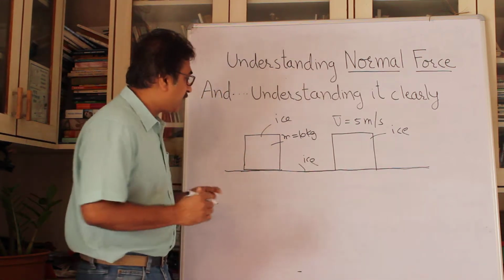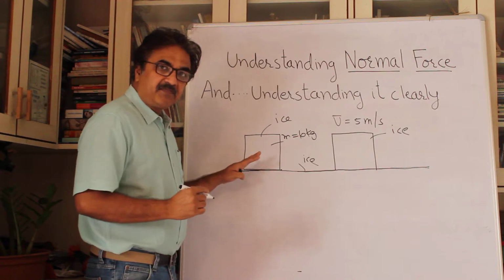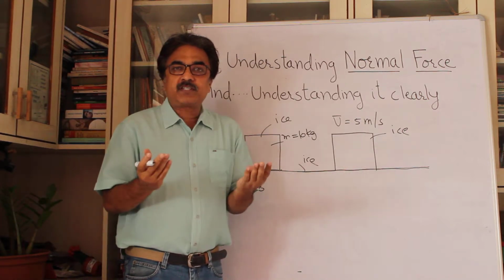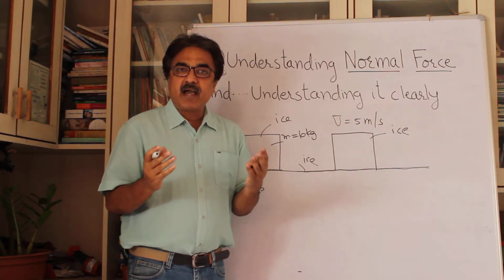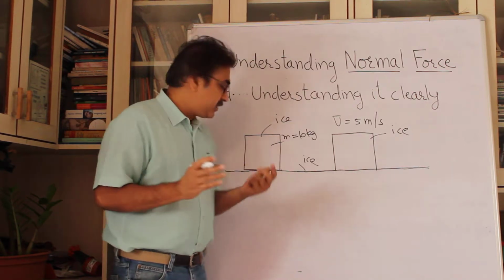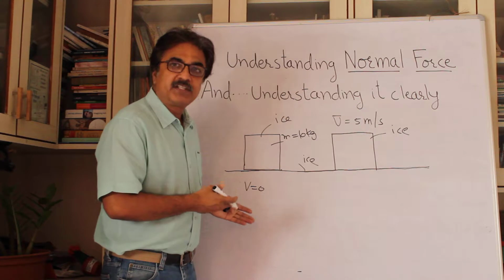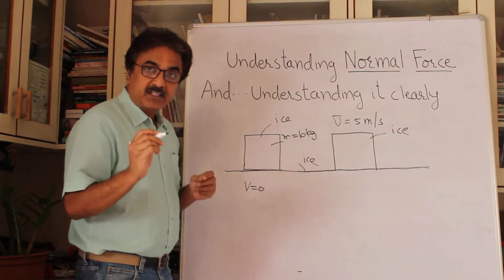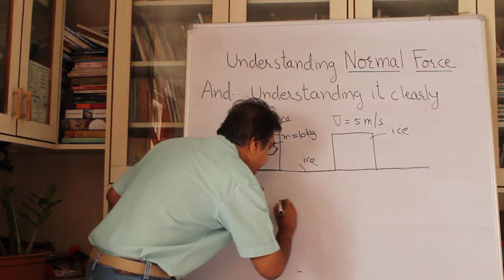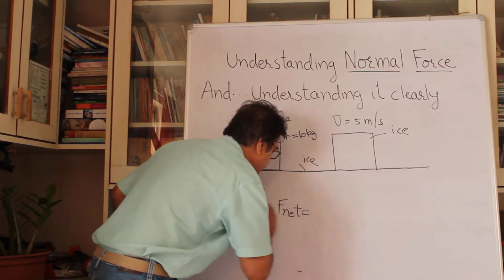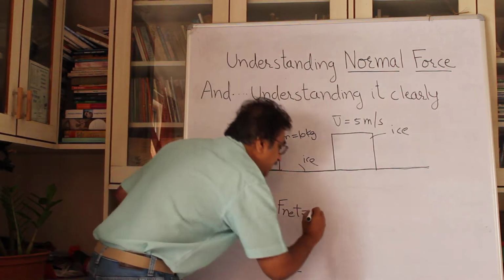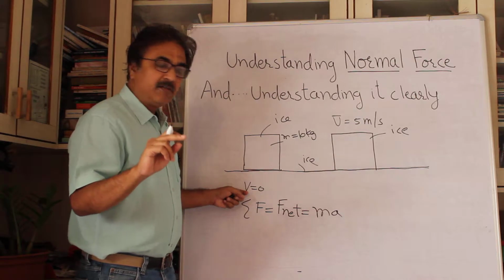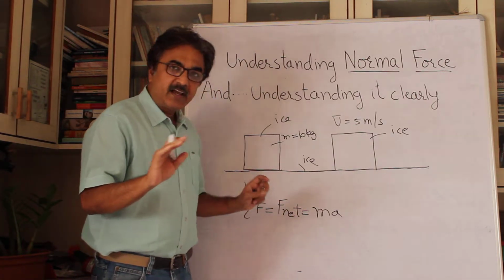This is what we are always invoking in all the cases, these two and the cases that follow. So this block is stationary, meaning it has zero velocity. If we invoke Newton's second law, sigma F is equal to mass into acceleration. Velocity is zero, that means constant velocity with zero magnitude, so acceleration is zero, which means F net is zero.